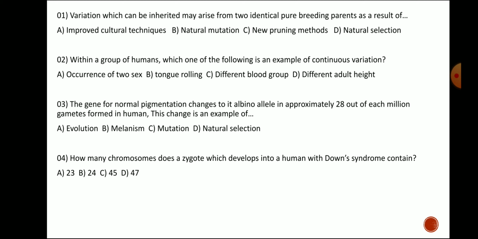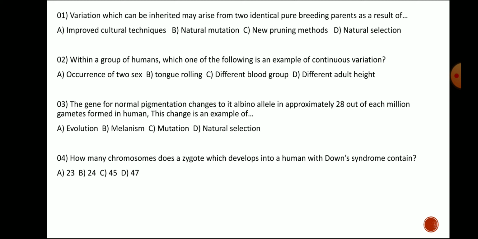Due to natural mutation, variation can be inherited, meaning transferred from one generation to another generation, only and only by the help of natural mutation.